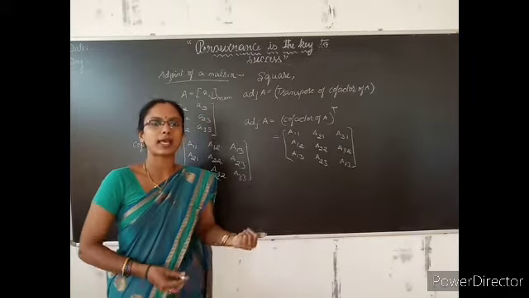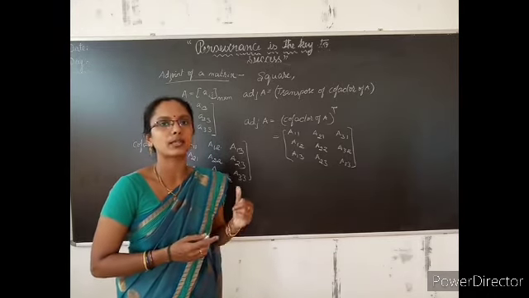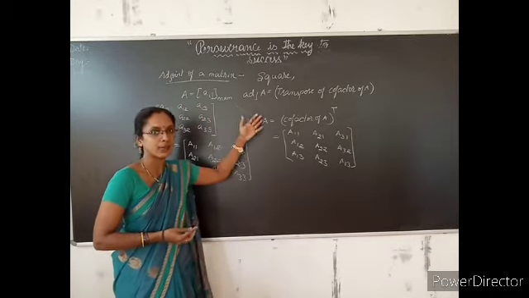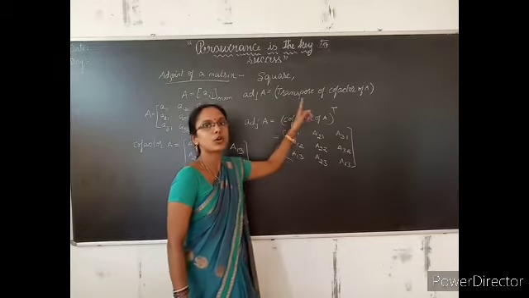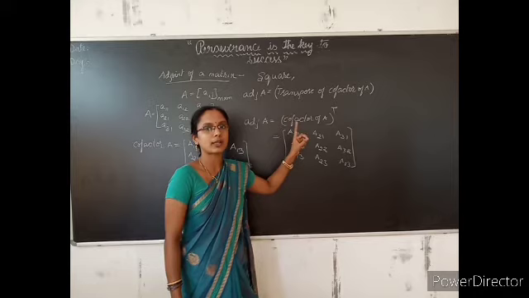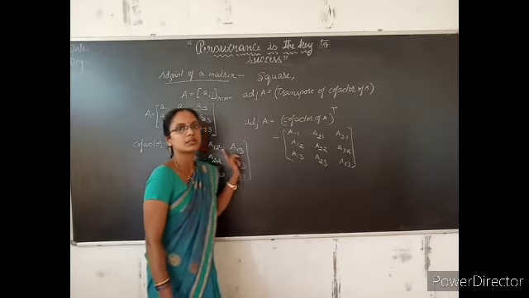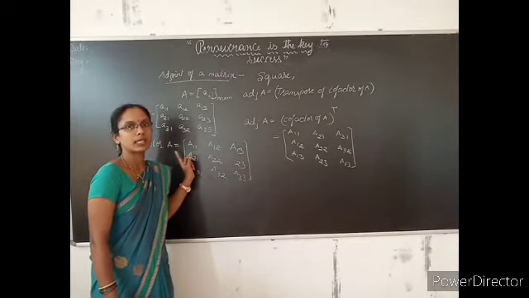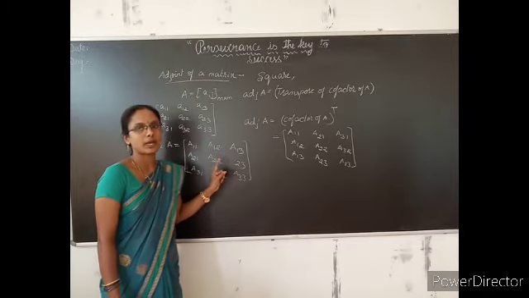So how to define the adjoint of a matrix? Adjoint of a matrix is defined for the square matrix. So for a square matrix A, adjoint is defined as transpose of a cofactor matrix A. So transpose of a cofactor matrix A means interchange the rows and columns of the cofactor of a given matrix A. So this is about the adjoint of a matrix A.